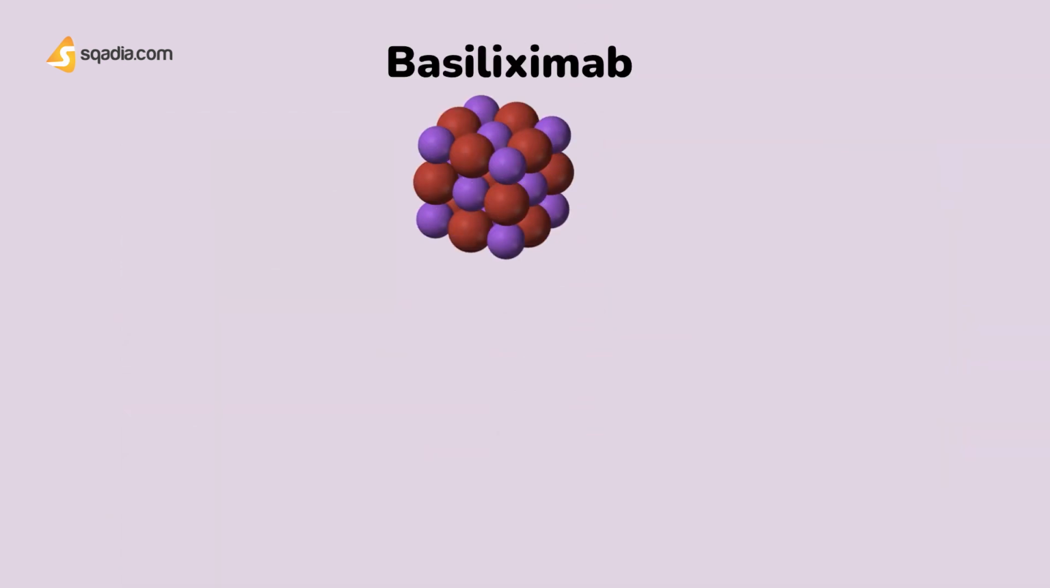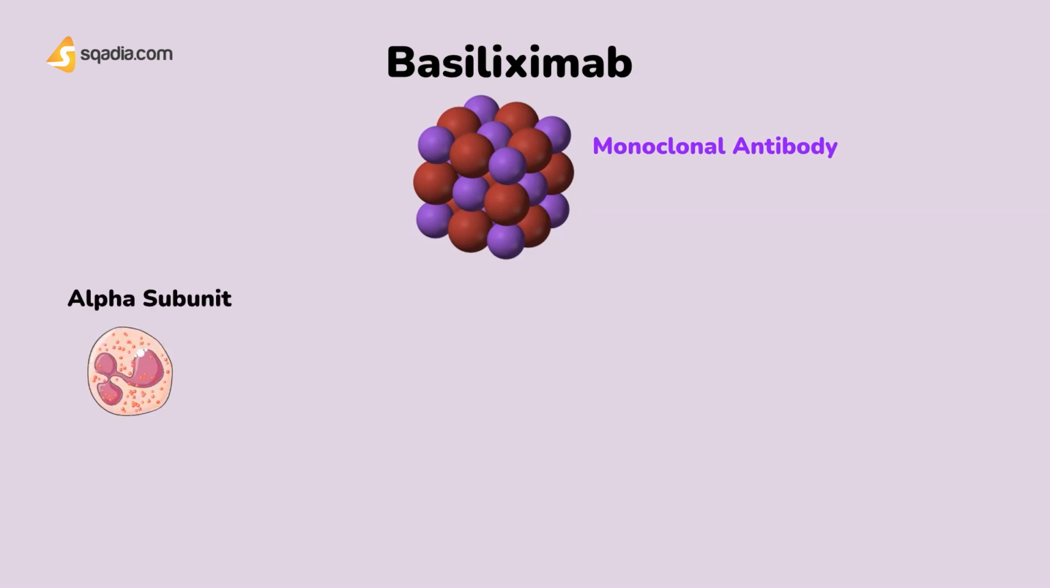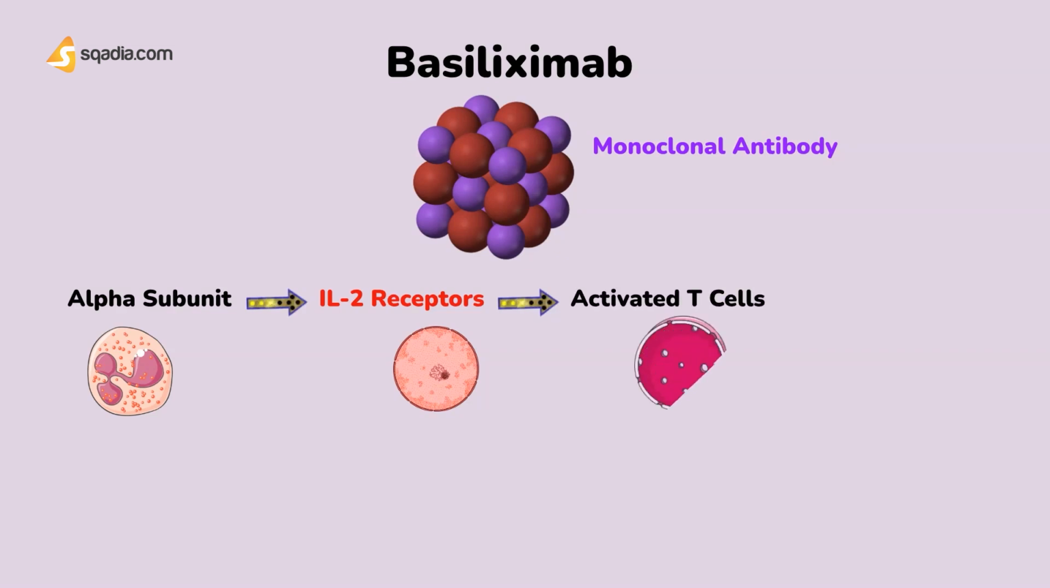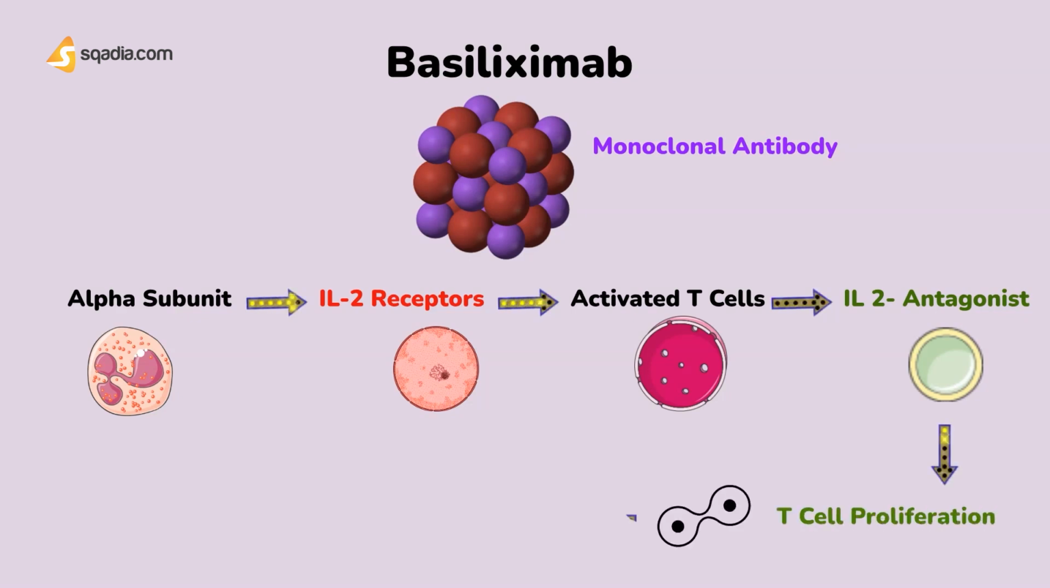Another immunosuppressant is basiliximab. Has anyone heard about it? Yes, it is a monoclonal antibody. Yes, it is a monoclonal antibody and it binds to the alpha subunit present on the interleukin 2 receptors of activated T cells. This acts as an interleukin 2 antagonist and prevents T cell proliferation, which is a major step in the suppression of the immune response.